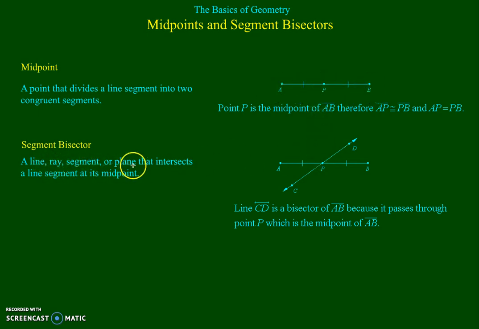And so any object, a line, ray, segment, or plane, that intersects a line at its midpoint is known as a segment bisector. So this line, or we could say ray PD, or ray PC, or segment CD, those are all bisectors of line segment AB. And since line CD is a bisector of segment AB, it passes through point P, which is the midpoint. So bisectors pass through midpoints. A midpoint is a point that divides a segment into two congruent segments.